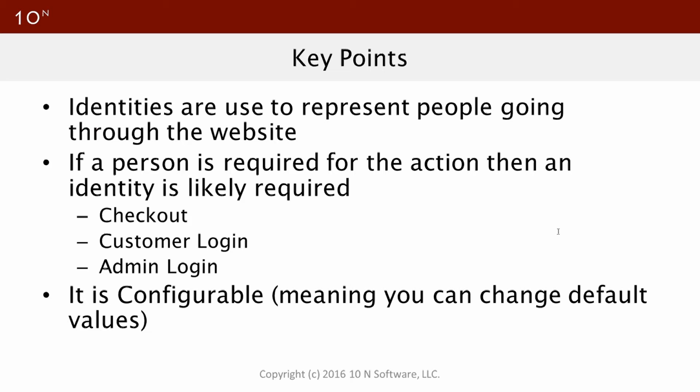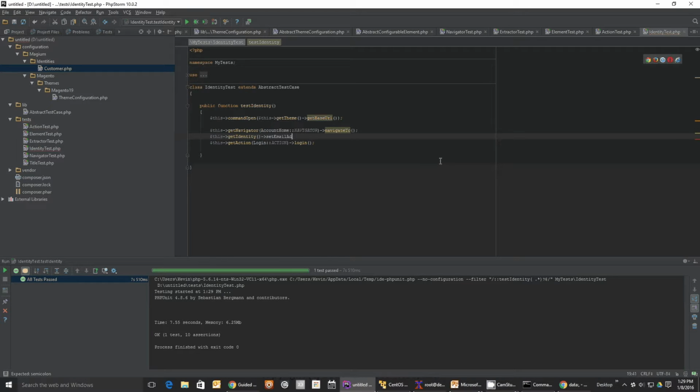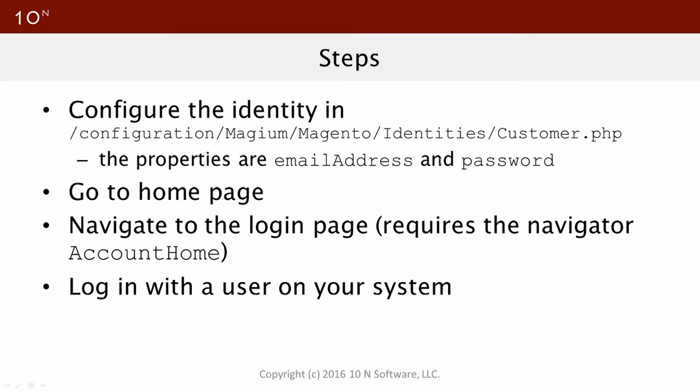If you actually want to, there's a couple of ways you can change this. You can also do it configurably, as we saw. You can also directly get the identity using the get identity method. Here are the steps for exercise 8, configuring identities.